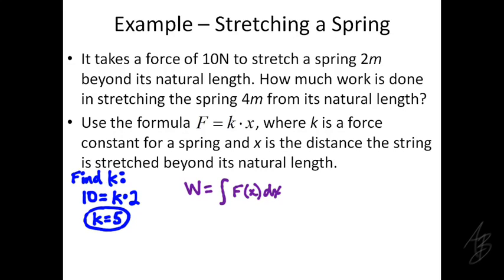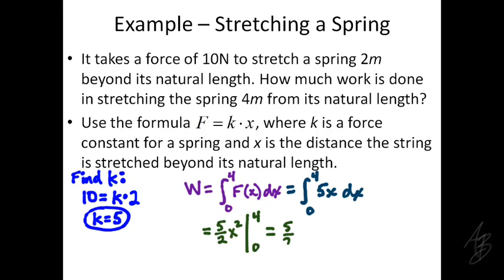And since we want to know how much work it takes to stretch it to 4 meters beyond its natural length, we integrate this from 0 to 4. And we know for this particular spring that the force is going to be our force constant times x. Instead of f of x, we can replace that with 5x, and now it's just a matter of evaluating this definite integral. We take the antiderivative of 5x, which is 5 halves x squared. We evaluate that from 0 to 4, and so we get 5 halves times 4 squared minus 0 squared, and that's going to give us 40.